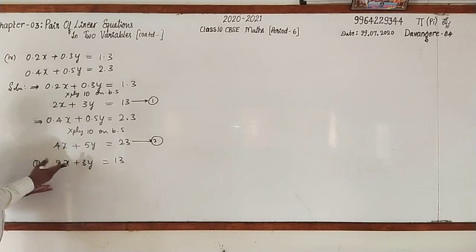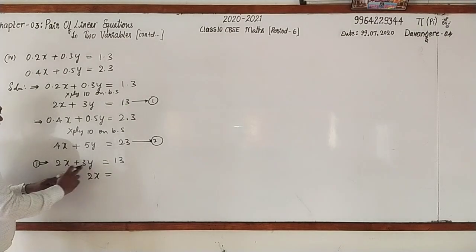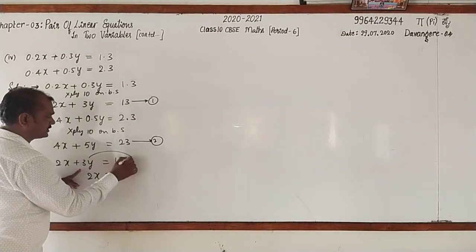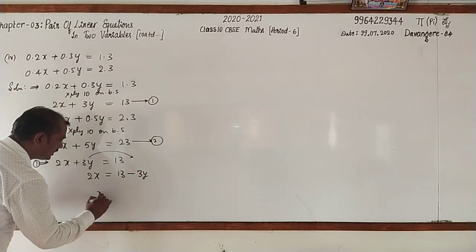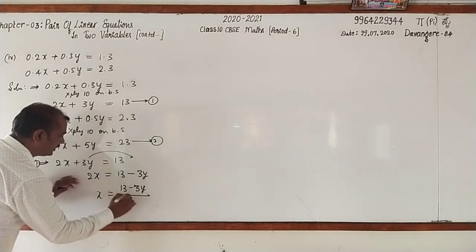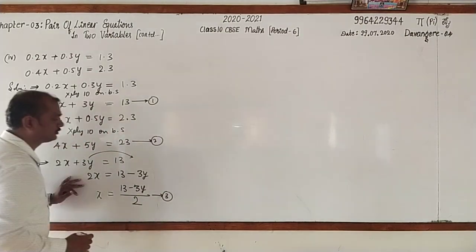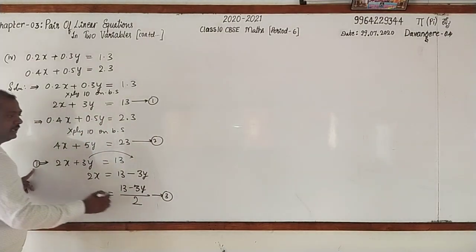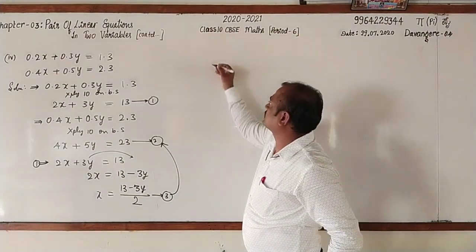Solve either x or y. I'll solve x. So 2x is equal to 13. Transfer 3y to the right hand side becomes minus 3y. Then x is equal to 13 minus 3y by 2. You may call it as equation 3. 3 is obtained from 1. Hence, it should be substituted in 2. Let's go for substituting.